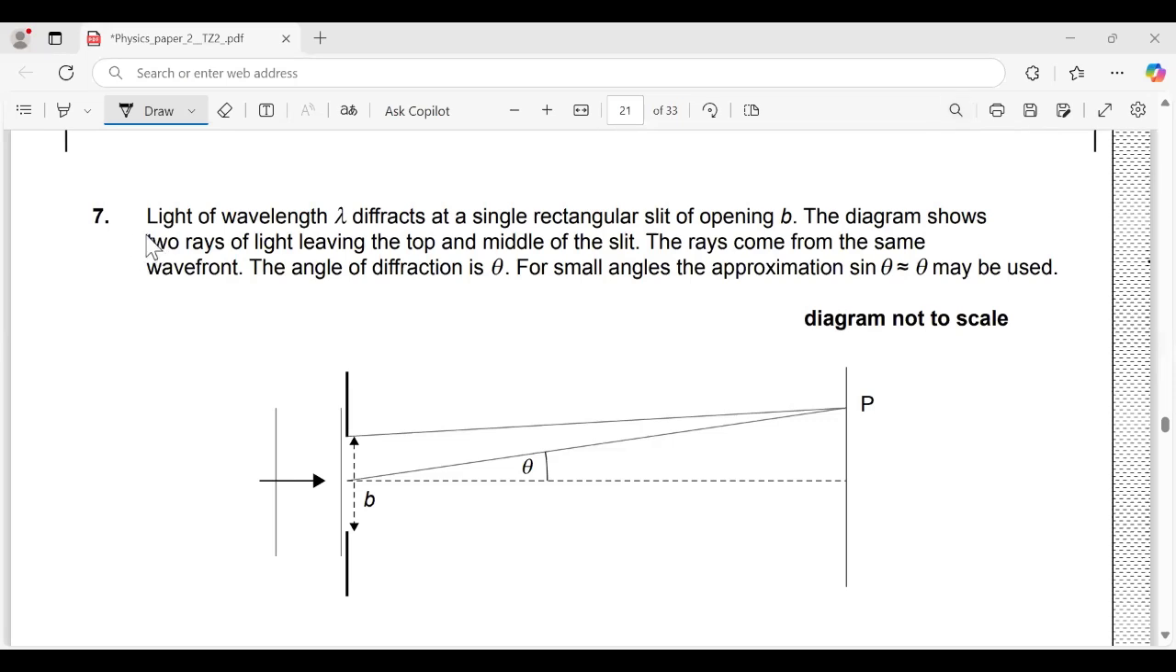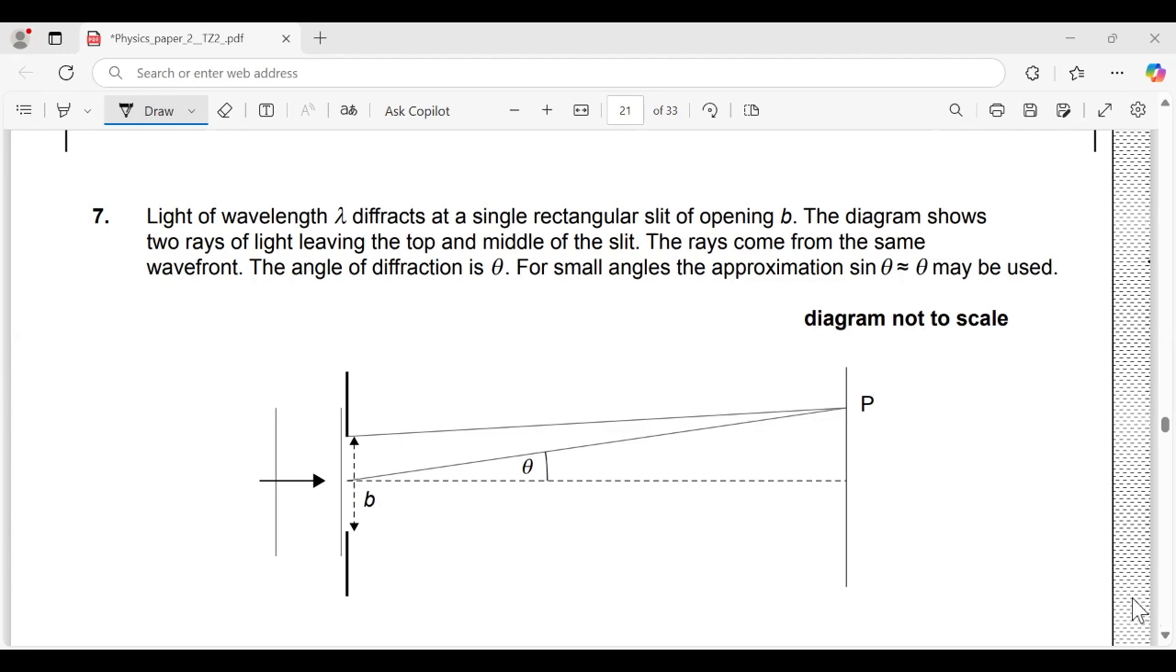Number 7. Light of wavelength lambda diffracts at a single rectangular slit of opening b. The diagram shows two rays of light leaving the top and the middle of the slit. The rays come from the same wavefront. The angle of diffraction is theta. For small angles, the approximation sin theta equivalent with theta may be used on this diagram.